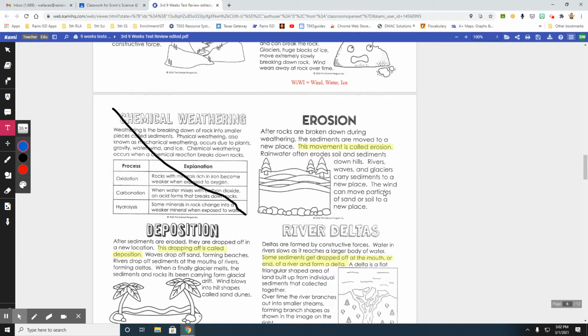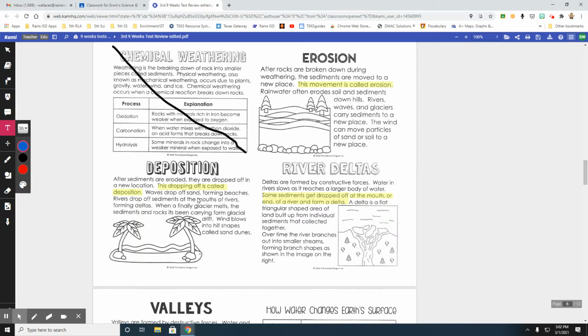Don't forget the wind. The wind can actually pick up sand or soil and move that to a new place. And that's why a lot of times they say the desert looks alive. It looks like one day the dunes are here, the next week the sand dunes have moved into a new place. And then the deposition. This is that dropping off, and we see that waves can erode and deposit, forming new beaches. We know that glaciers are going to form those moraines, and rivers are going to form those deltas.